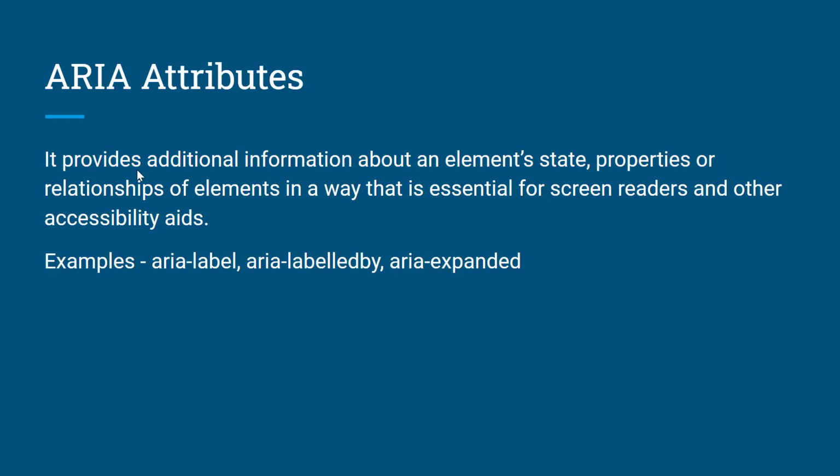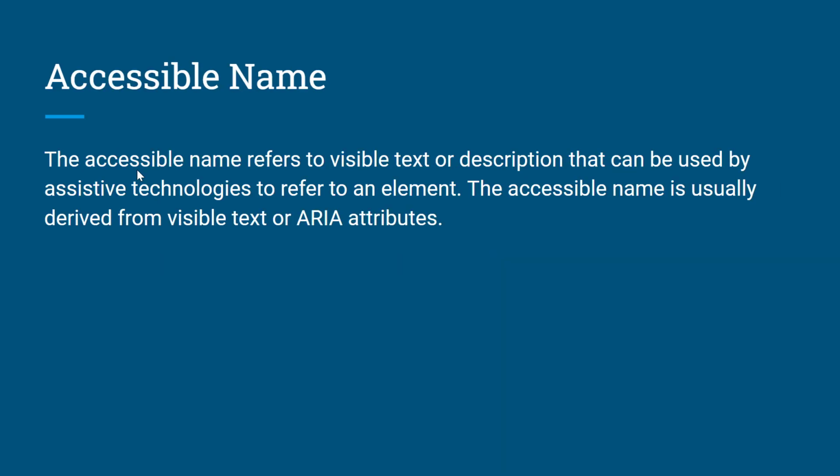Then the next topic, ARIA attributes. They provide additional information about an element's state, properties, or relationship of elements in a way that is essential for screen readers and other accessibility aids. Examples: aria-label, aria-labelledby, aria-expanded. The last term we have is accessible name. The accessible name refers to visible text or description that can be used by assistive technologies to refer to an element. The accessible name is usually derived from visible text or ARIA attributes.